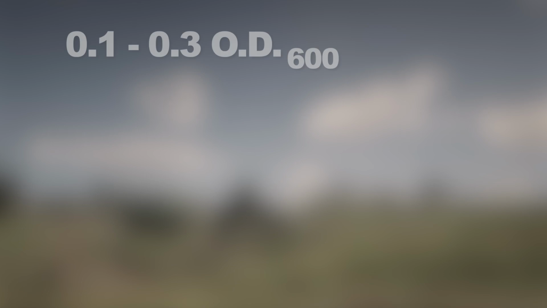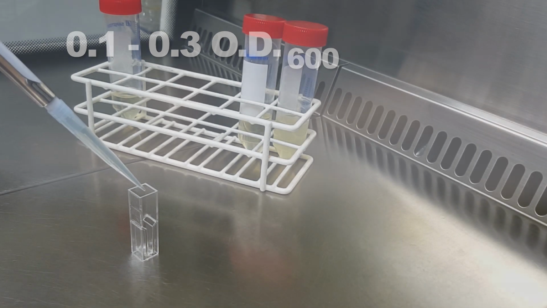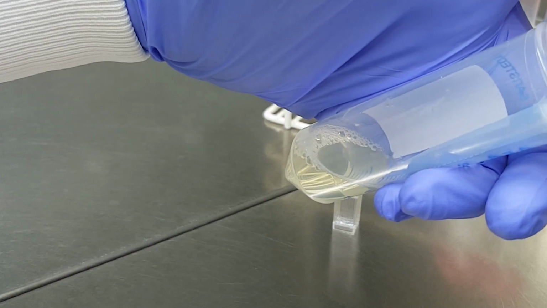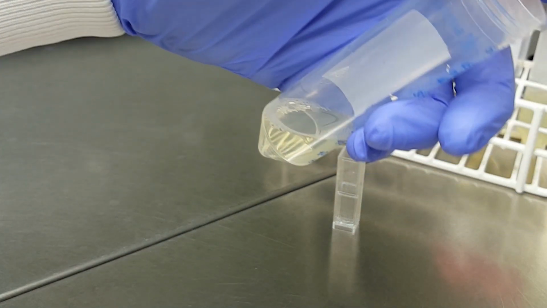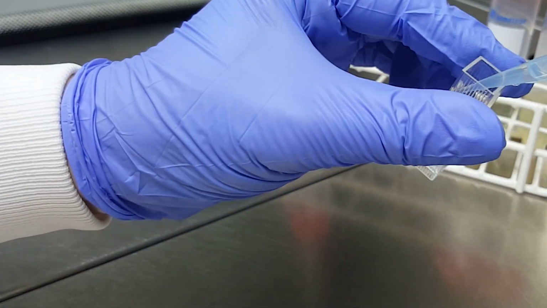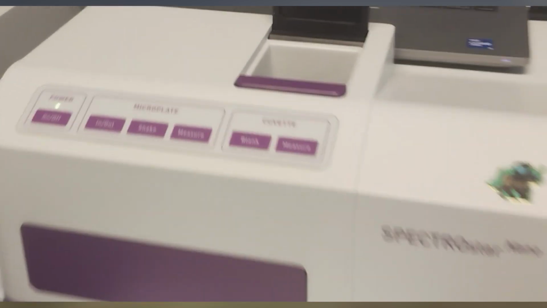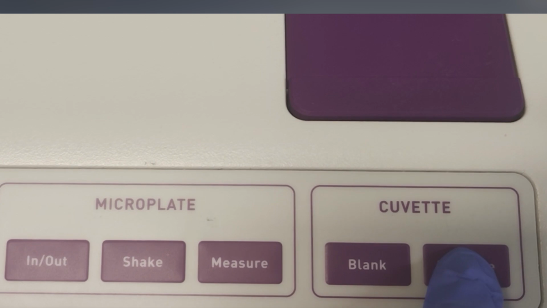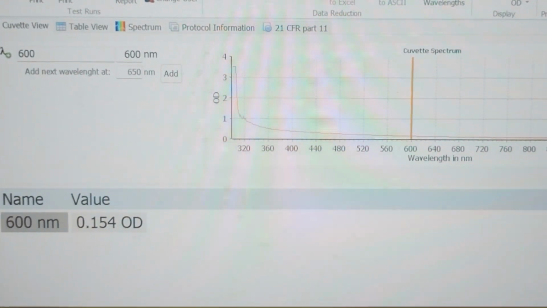It's time to measure the growth of our culture. We want an OD of between 0.1 and 0.3, measured in a spectrophotometer at a wavelength of 600 nanometers. Use growth media to blank the spectrophotometer and then measure the culture. Perfect. Now let's calculate how much to dilute this culture by to give us the correct inoculum for the assay.